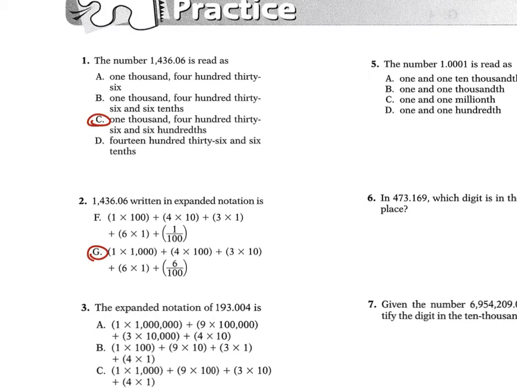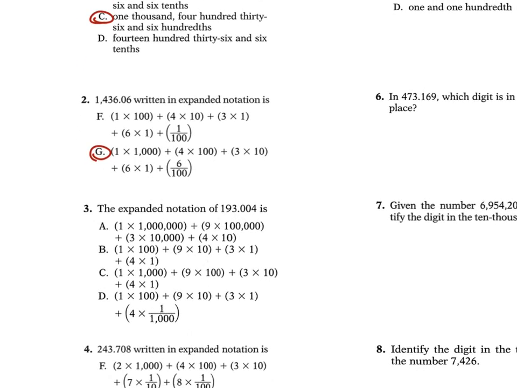For 3, we are expanding 193.004. So this 1 is in the hundreds. We're going to do 1 times 100. So we can cross out A, we can cross out C. Then we have 9 in the tens, so that's 9 times 10. 3 in the ones, so it's 3 times 1. And then 4 is in the thousandths, so it'd be 4 times 1 over 1,000. So D is your answer.